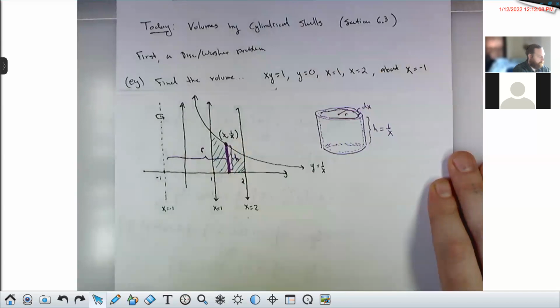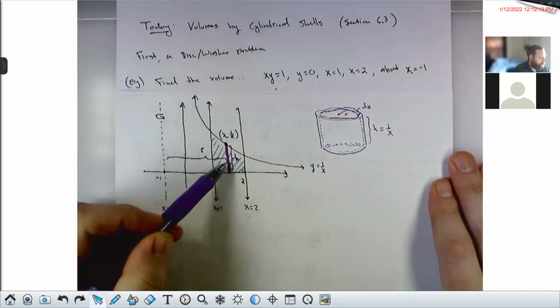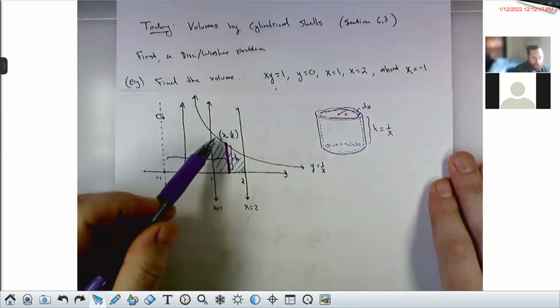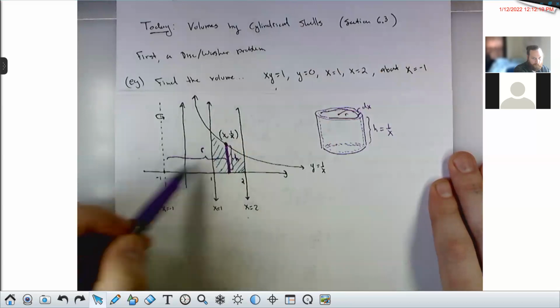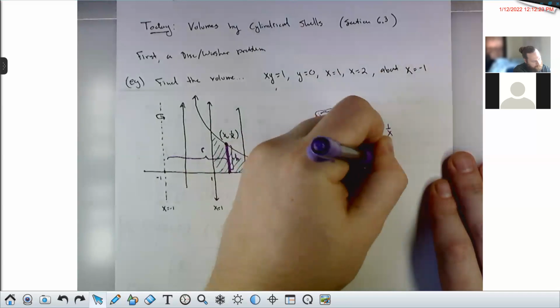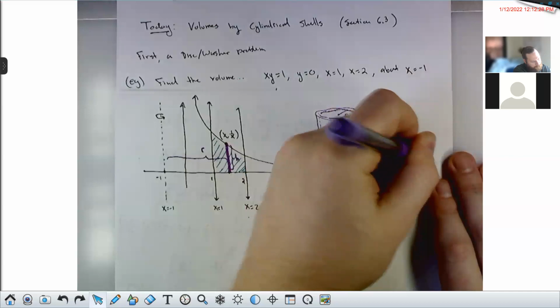The radius is the x value here minus the x value here, the horizontal distance from my strip to the axis of rotation. Well, the x value here is x, and the x value here is -1. So the radius is x minus -1, or just x plus 1.